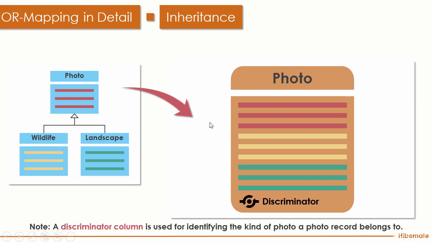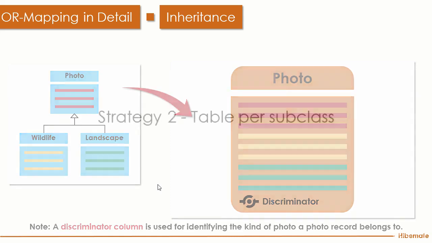The first strategy is to put all the columns, all the attributes, into the same table. Then you see the Boolean, and we use a discriminator column to distinguish which object this table row is representing. You can imagine if you save the data to the database and load it back, Hibernate needs to know whether this row is representing a photo, a wildlife, or a landscape, things like that.